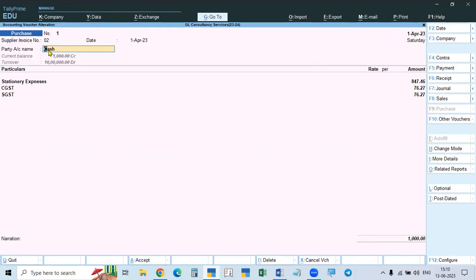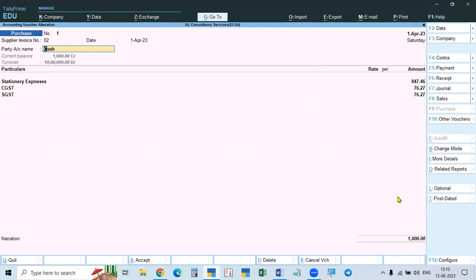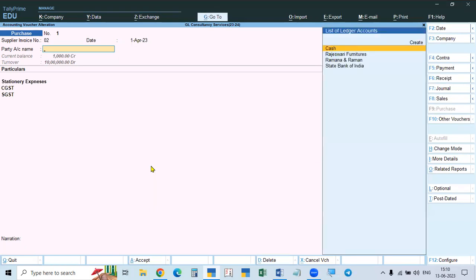Here, instead of entering cash, we can enter the name of the party, for example Shiva Stationery, and the entry will be made with the name of Shiva. That means it is a credit bill. Showing as a credit bill, immediately you have to pay. So go to the payment page, pay to Shiva, so that is closed. We can do that, or directly we can do it as a cash bill, cash purchase.